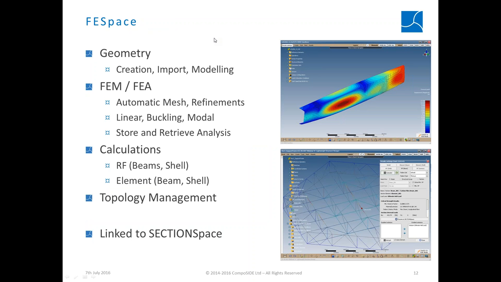If you're looking for some more complex modeling, then FE Space is the tool dedicated to 3D modeling and FEA. Similar to Section Space, you can import your own geometries or create them inside CompoSIDE. And in terms of finite element modeling, it features an automatic mesher, which also allows you to provide local refinements where needed. The solver supports linear buckling and modal analysis. And all calculations created in FE Space are sent to the server where they are stored, and they can be retrieved later on for review whenever it's done.